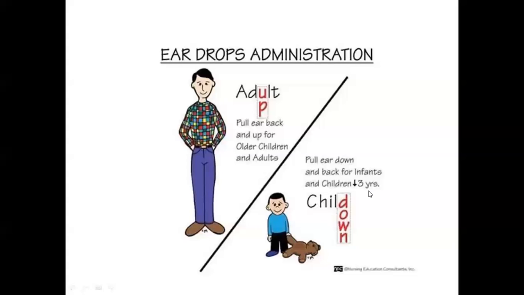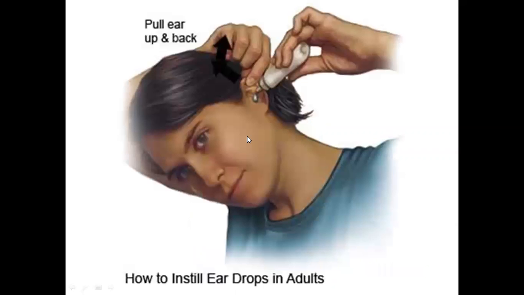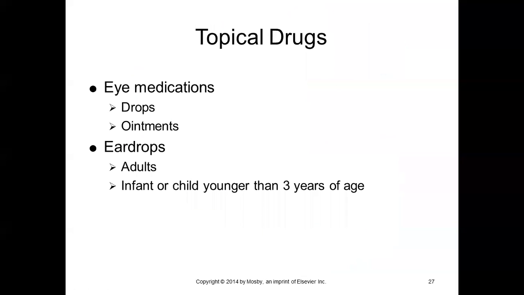Easy way to remember: in case of children, C-H-I-L-D, D for down. So the ear is pulled back and down. In case of an adult, A-D-U-L-T, U means up. Pull the ear back and up, like this picture, right? The NCLEX board asks this question frequently.